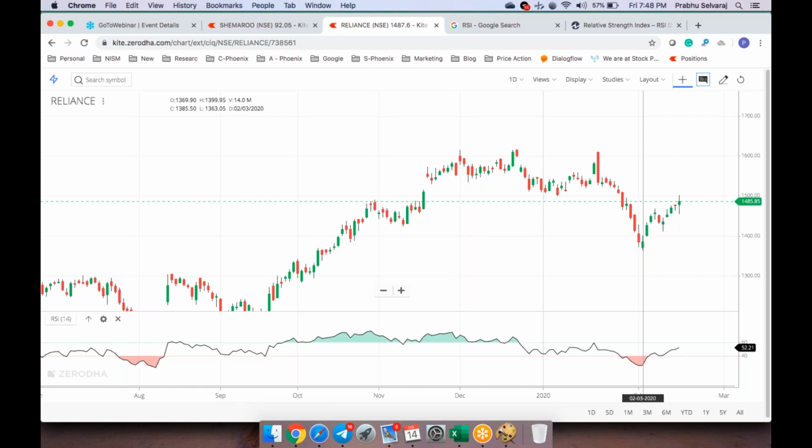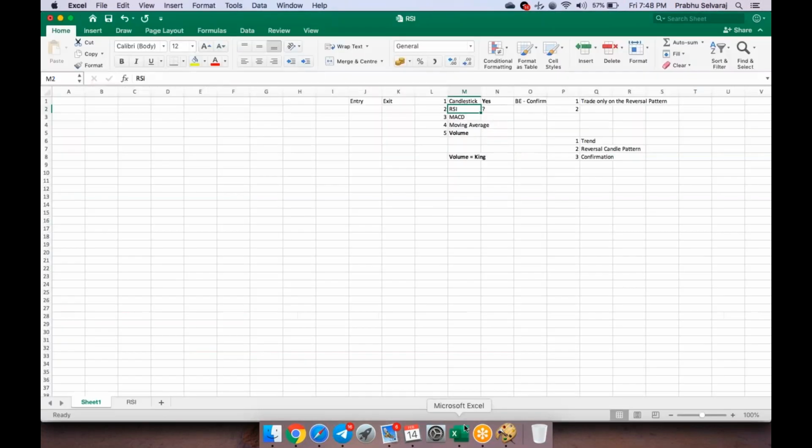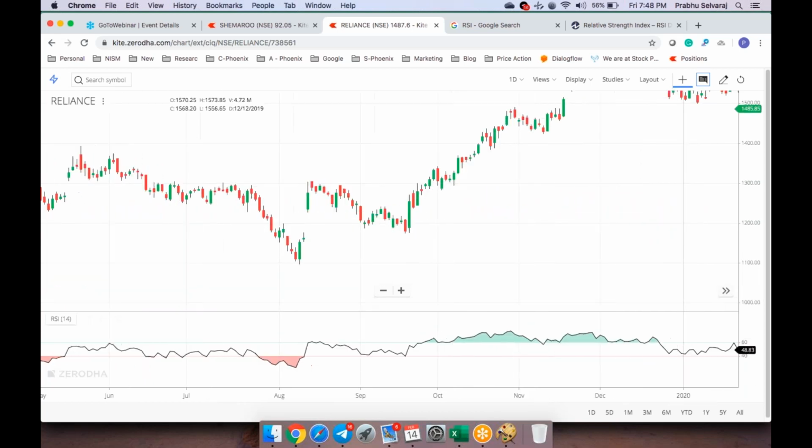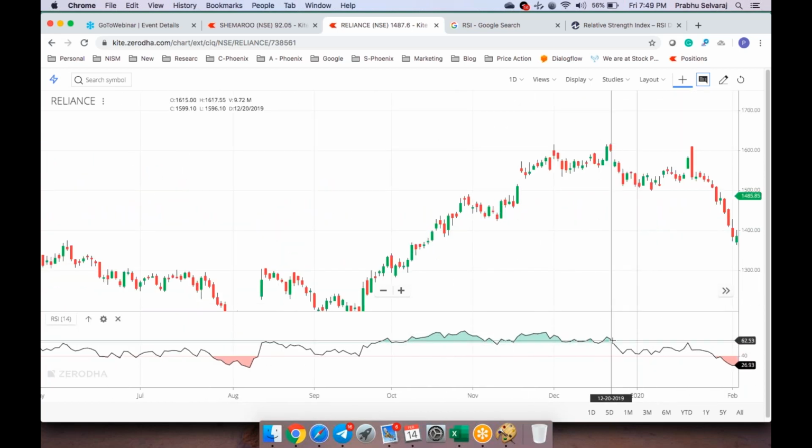The RSI has crossed 40, the RSI has crossed 60. The stock is in a beautiful uptrend. RSI is at 70 or 75. Now the candlestick has given a reversal confirmation, some pattern. The candlestick says, yes, I am reversing on top. Now we know that we have to wait for the RSI to break 60 to go for a shorting opportunity or to book profit. Now the stock is in an extreme uptrend.